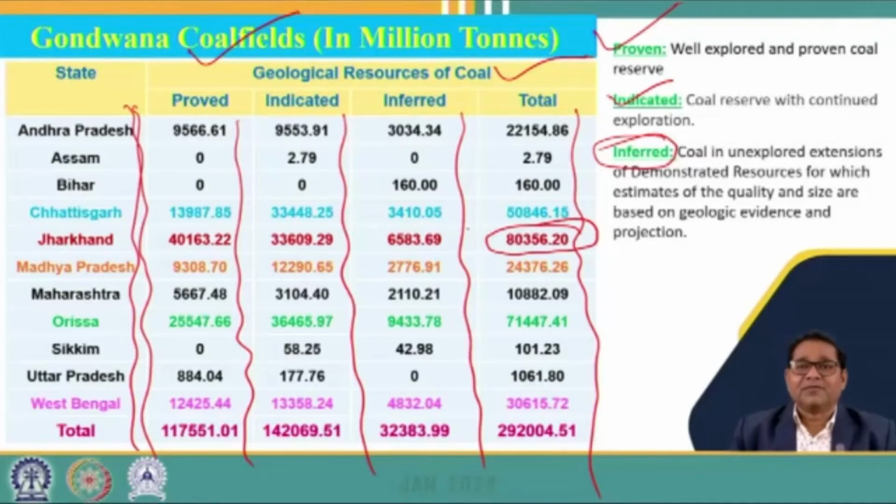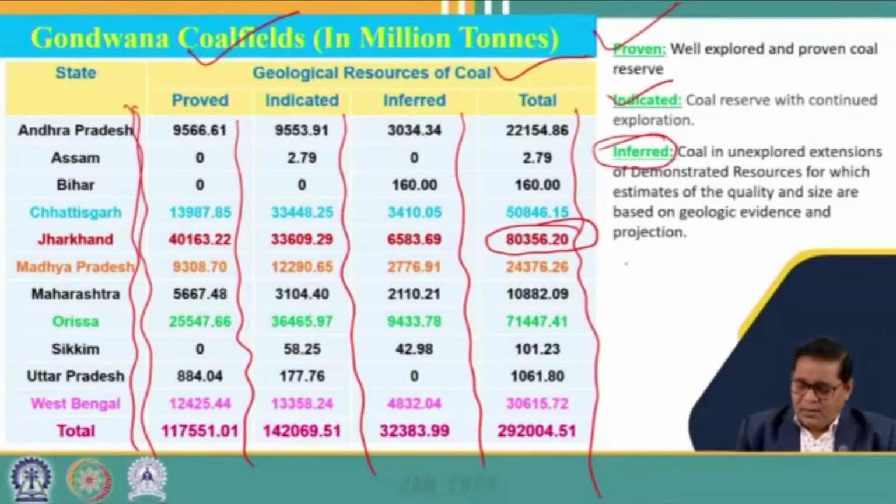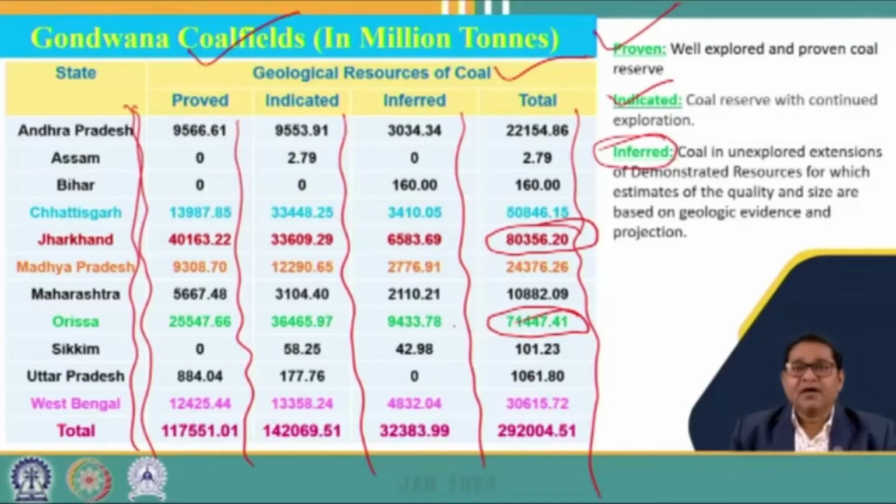Jharkhand has the maximum coal reserve, and here there is the Jharia coal mine, which is the largest coal field in Asia, having a coal reserve of around 80,356.20 million tons. And the second largest in our country is Odisha, having around 71,447.41 million tons of coal reserve.